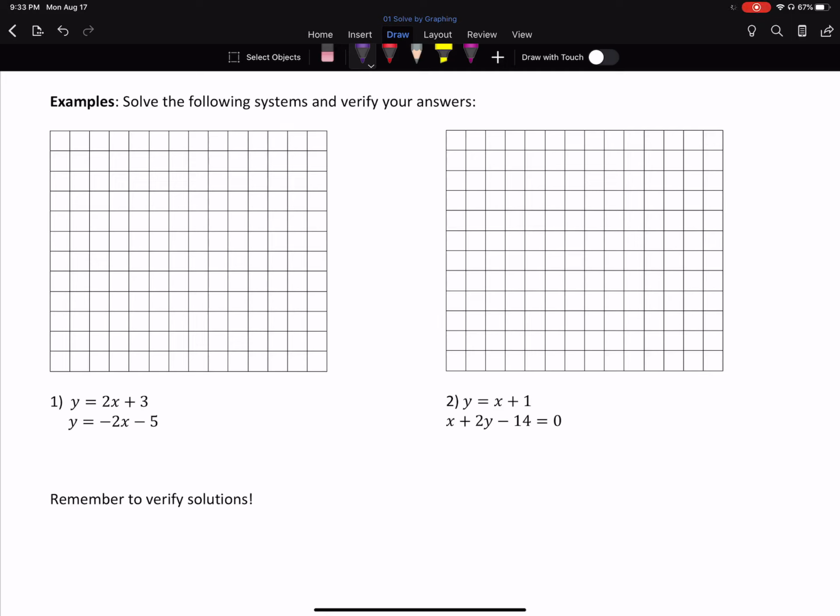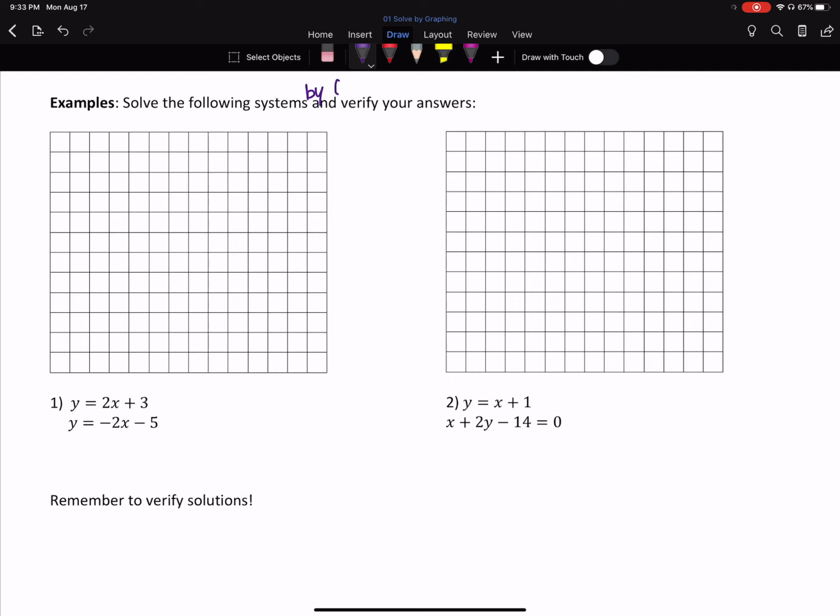Okay, and now we're going to solve the system by graphing. So this should say by graphing, because that's what we're focusing on today. And we're going to recall how to graph our lines. So this one, I'm going to put the axis in the middle, approximately. Y, X. Okay, so I'm going to do this guy in red, this guy in a different purple.